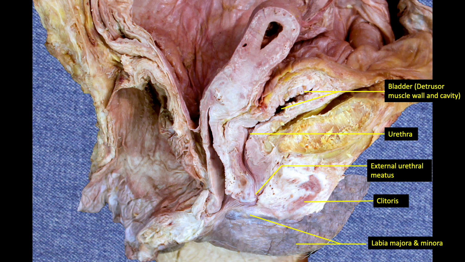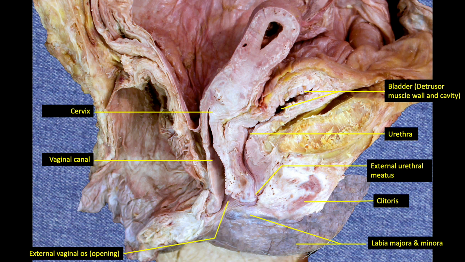Pelvic splanchnic parasympathetic nerves innervate the detrusor muscle. Posterior to the urethra is the vaginal canal. Superiorly, the vagina ends at the cervix, and its opening is the external vaginal os. As is apparent here, this orifice and the external urethral meatus are located very close to each other within the female vestibule, and that is why urinary tract infections may occur after sexual intercourse and why voiding after sex is recommended.